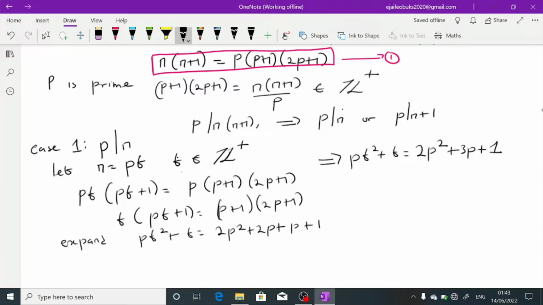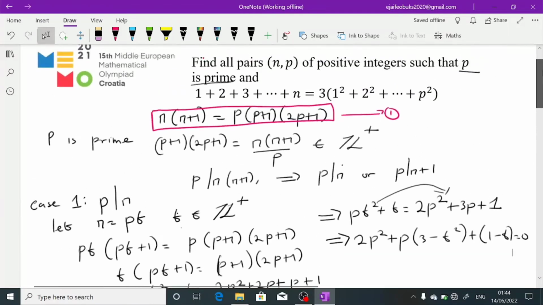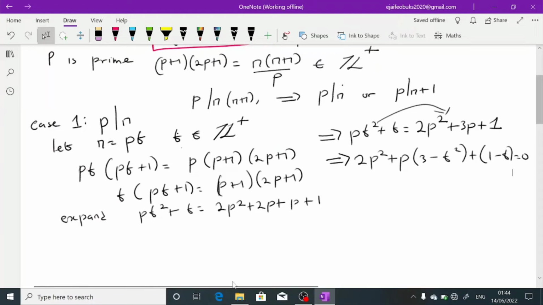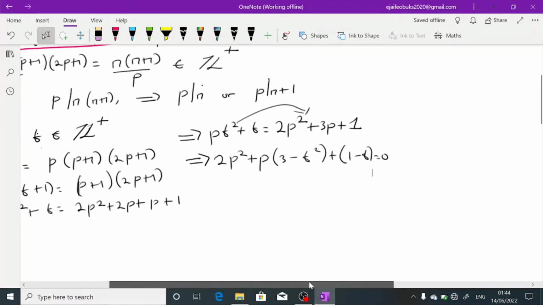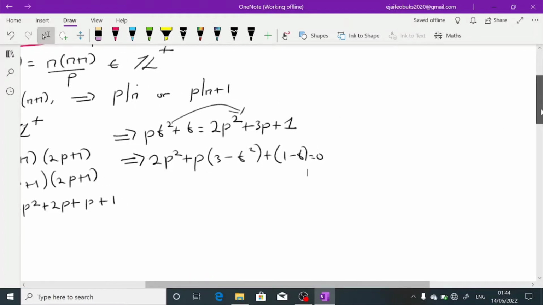Okay, so far so good. Then I move everything to this side. I have 2p squared plus p(3 minus t squared) plus (1 minus t) equals 0. Okay, so far so good. Let me move this way a little.